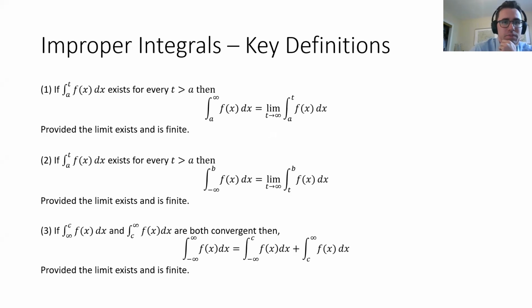Three key parts here. If the integral from a to t of f of x dx exists for every t greater than a, then the integral from a to infinity of f of x dx can be rewritten as the limit as t approaches infinity of the integral from a to t of f of x dx. This is just like we did in the example a moment ago, where we saw this infinity in the upper limit, and then we rewrote the integral as the limit as t goes to infinity of the integral from a to t of f of x dx. And this will be true as long as that limit exists and is finite.